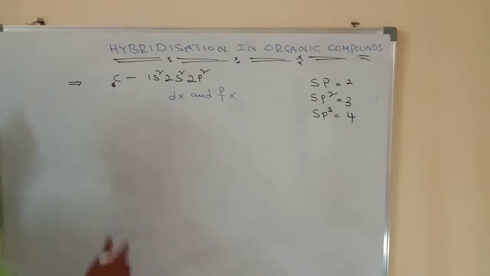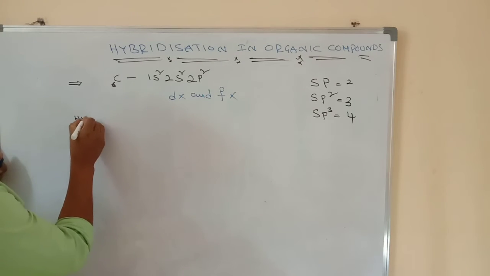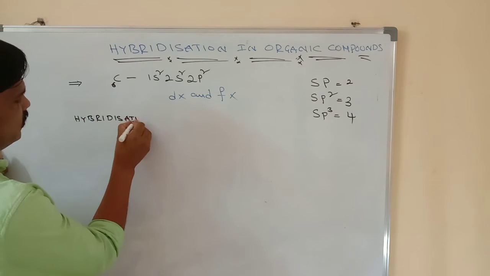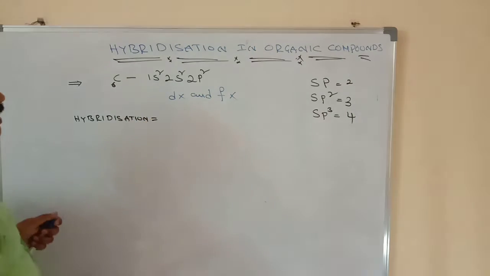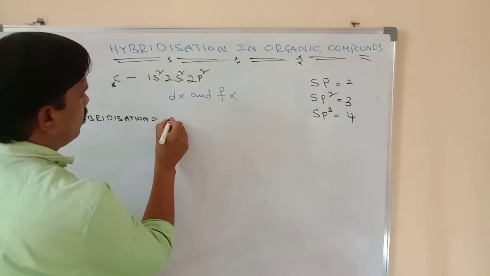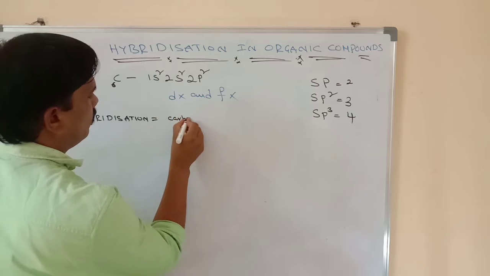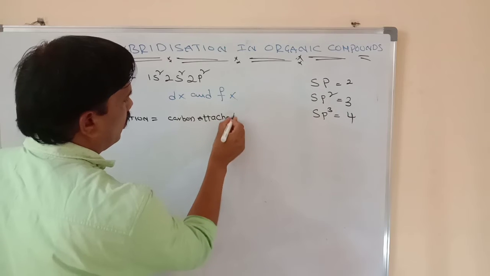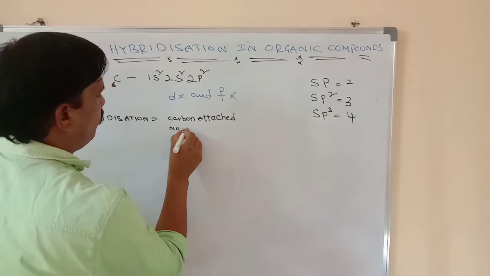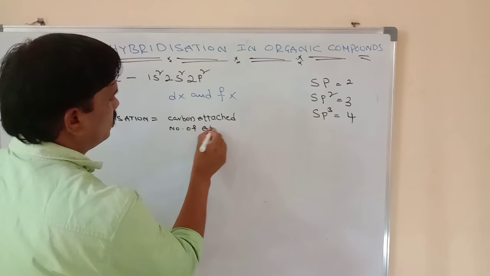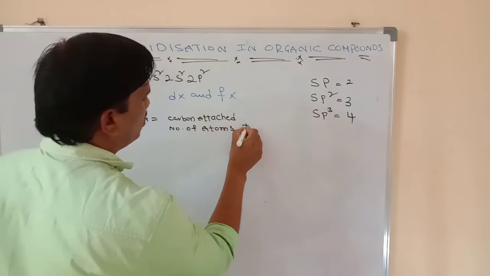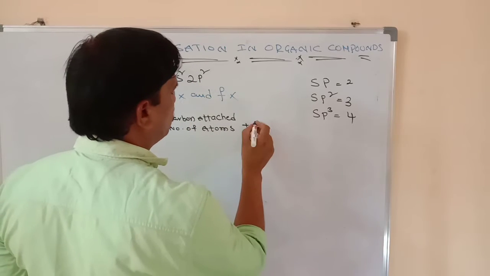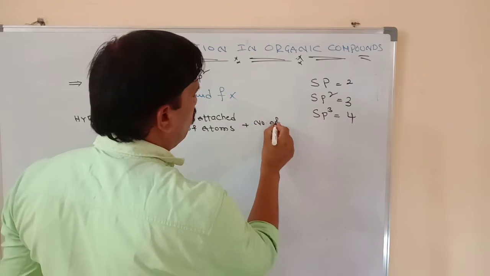Now I want to apply the trick. Hybridization is equal to the number of atoms attached to carbon plus the number of lone pairs.